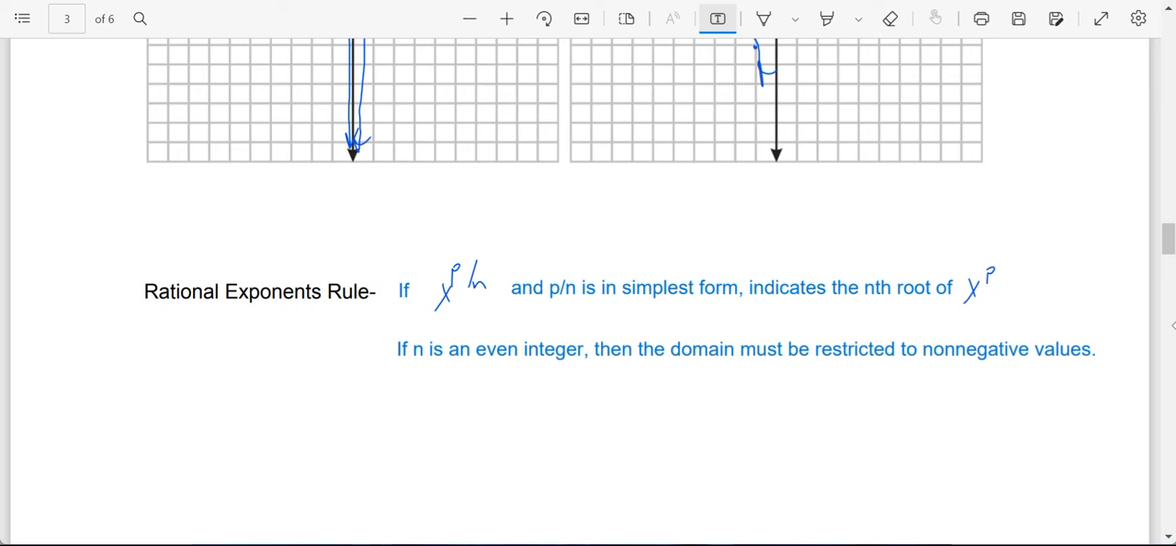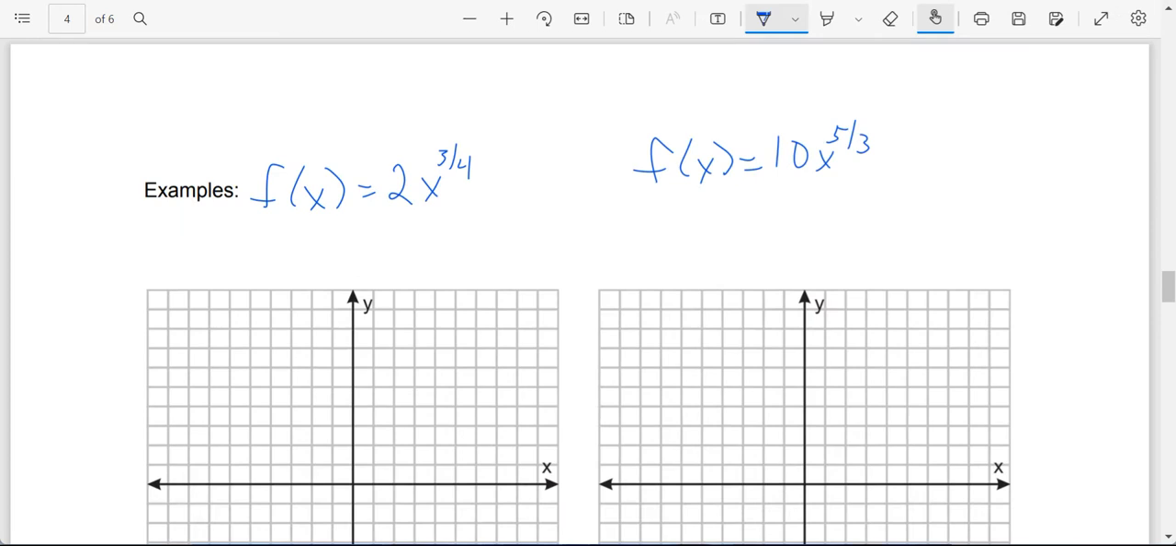Rational exponents rule. Jot this definition down. I'm going to paraphrase a little bit and put some words to this. If the denominator of a rational exponent is even, say 2, it's like saying the square root. If it was 4, it's like saying the fourth root, etc. So if it's even, remember, we can't find the square root of a negative number, or a fourth root of a negative number, right? So that's what all this is saying: if n is even, then the domain must be non-negative values.